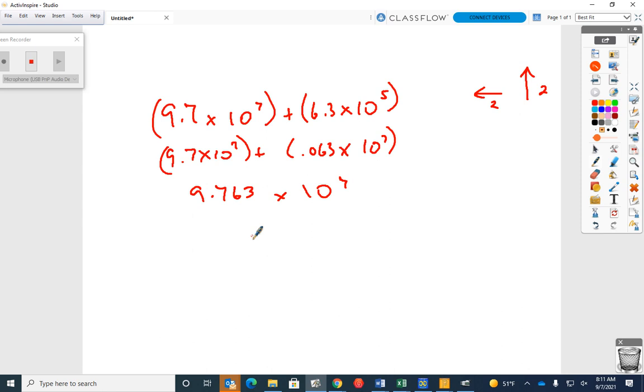All right, so now let's try subtraction. Okay? Can I erase this? No. Okay. Tell me when you guys have it.